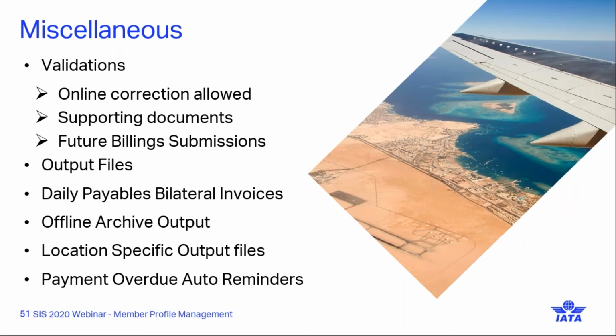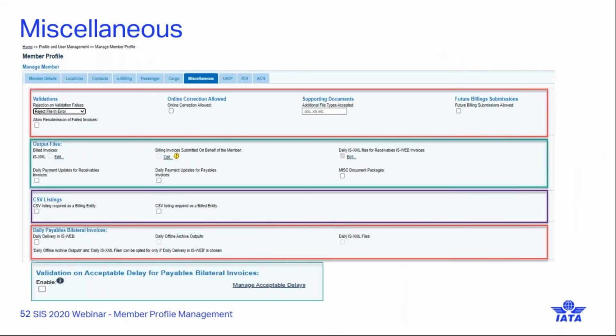For miscellaneous, you will also have the opportunity to see that the OARs can also be an option. This is how your miscellaneous tab would look. You will see here the main presentation of the miscellaneous tab. So you have in the first part the validations, the output file, the CSV listings that we will cover, the daily payable bilateral, and the validations on acceptable delay for your payable bilateral invoices.